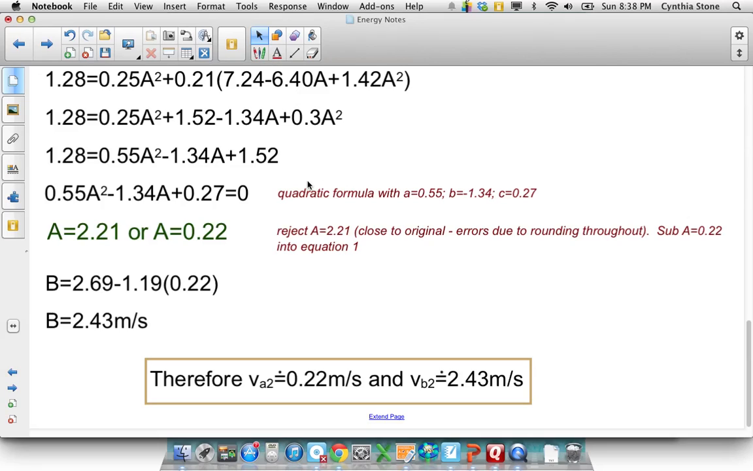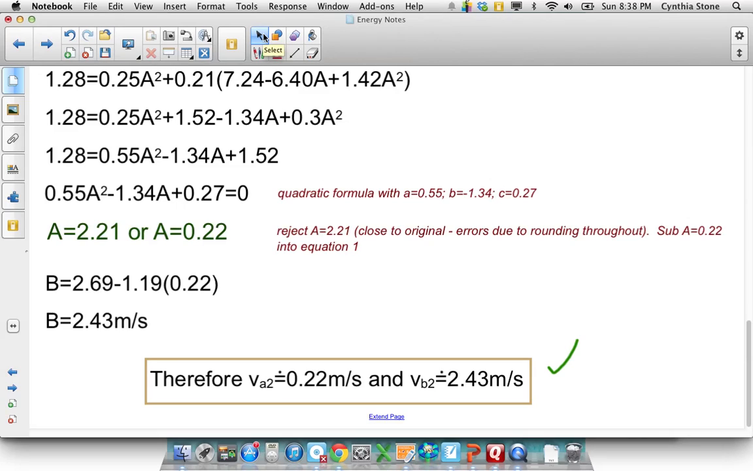So does it make sense? Well, B is lighter than A, so it kind of makes sense. It ends up going faster than A was on the collision, but I think it makes sense. So we're going to say they're both positive, which kind of makes sense too. They're both moving in the same direction afterwards. So, okay, we'll go with it.